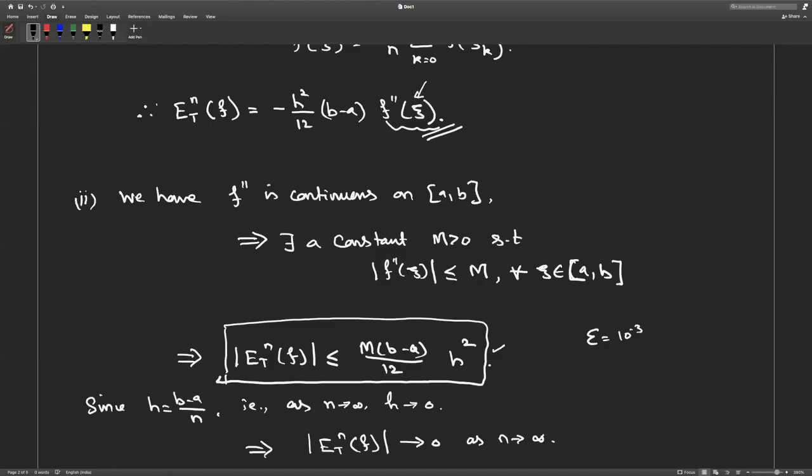How will you do that? Well, you just impose this condition, M into (b minus a) by 12 into h square is less than or equal to epsilon, and use the fact that h is equal to (b minus a) by n, right? And that gives you M into (b minus a) cube by 12 into 1 by n square. From there, you can find what is the n that you need to achieve the error less than the epsilon that we are given, right? So in that way, this inequality is also very useful.